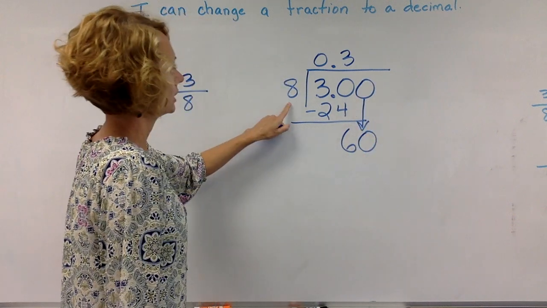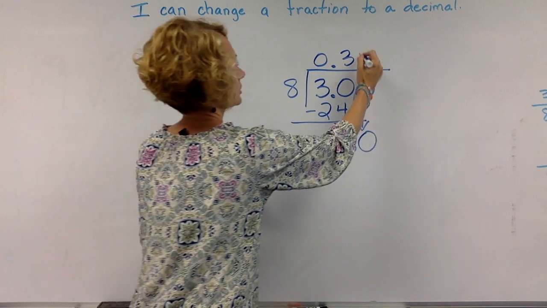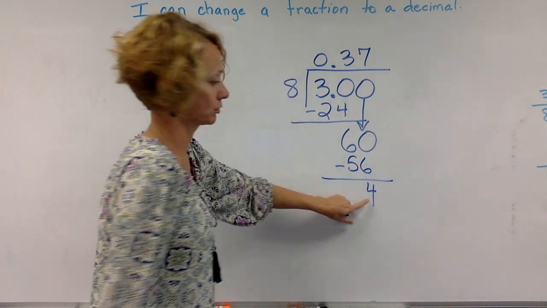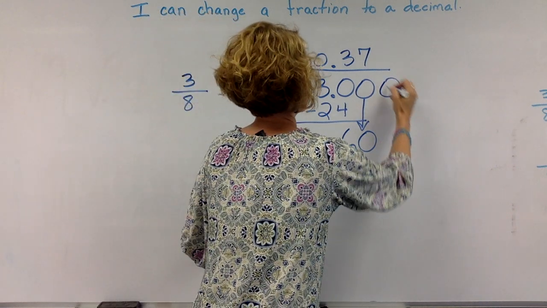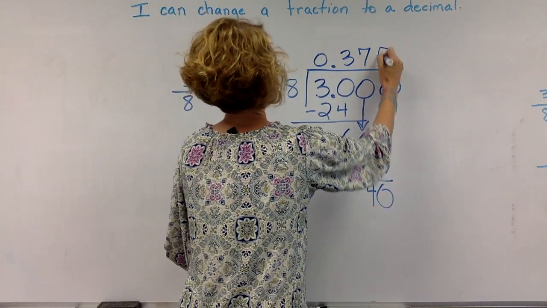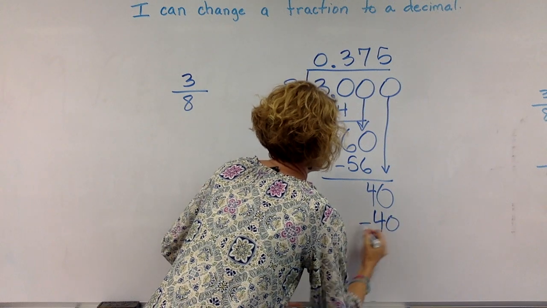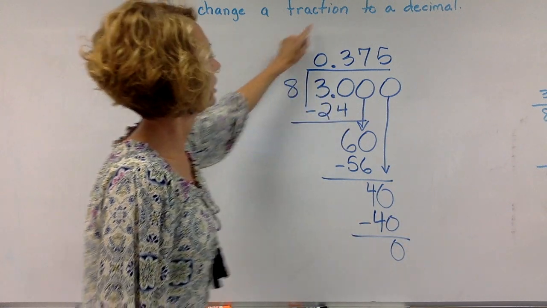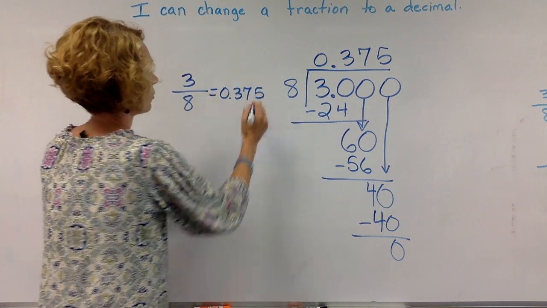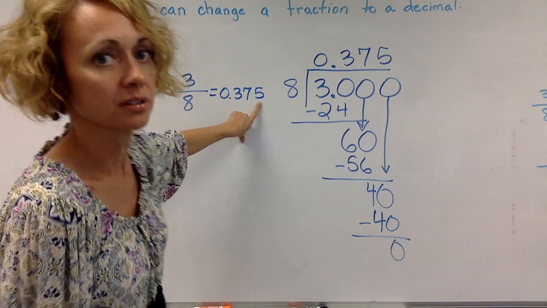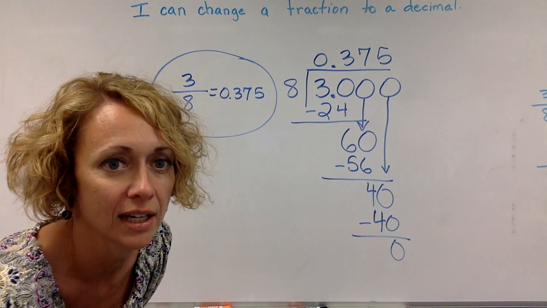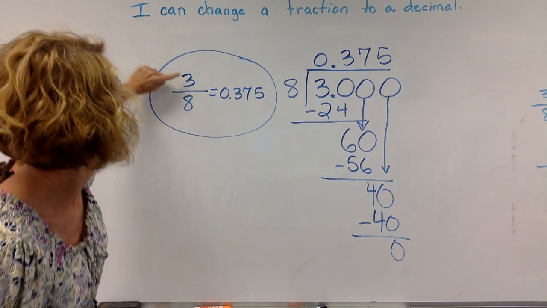Bring that down. 8 goes into 60 how many times? 7 times 8 is 56. Subtract. Still got a remainder. I'm going to add another 0 over here. Bring it down. 8 goes into 40 how many times? 5 times 8 is 40. I'm left with 0 now. So now I know that this decimal, 0.375 or 375 thousandths, is the same value as 3/8. That's it. Easy as that. Changing a fraction to a decimal, divide the top by the bottom.